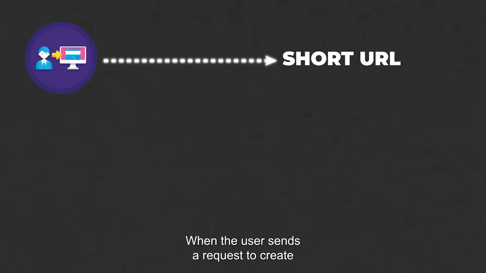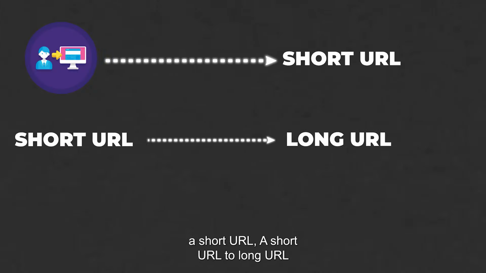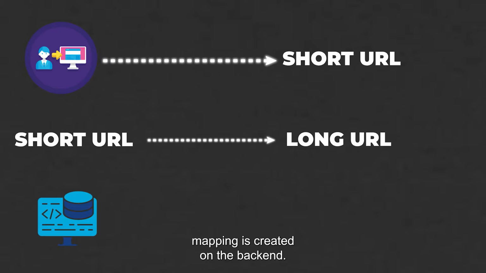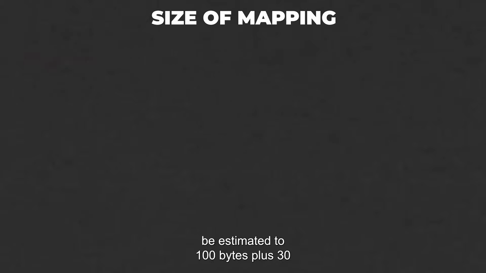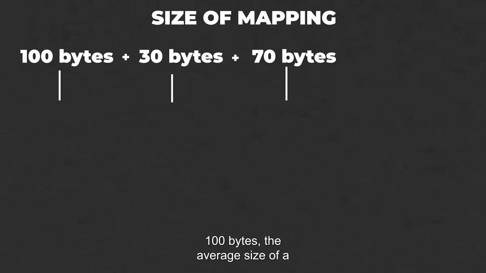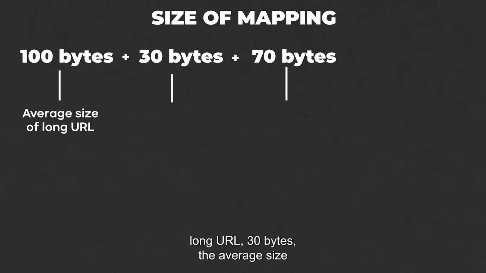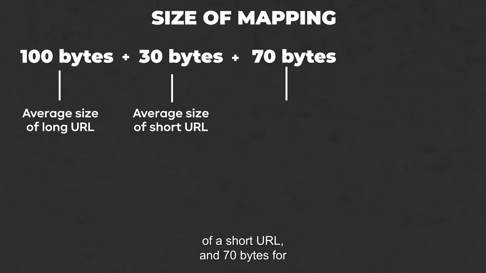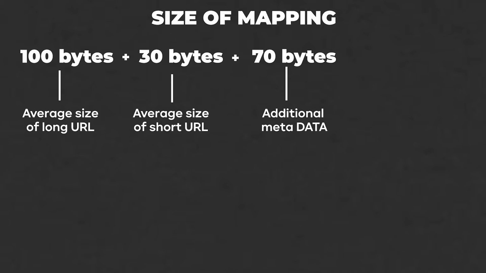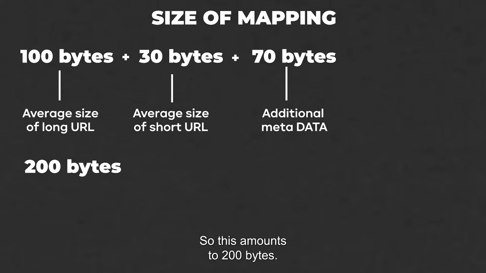When the user sends a request to create a short URL, a short URL to long URL mapping is created on the backend. The size of this mapping can be estimated to be 100 bytes plus 30 bytes plus 70 bytes. 100 bytes, the average size of a long URL, 30 bytes, the average size of a short URL, and 70 bytes for additional metadata like timestamp and user info. So this amounts to 200 bytes.